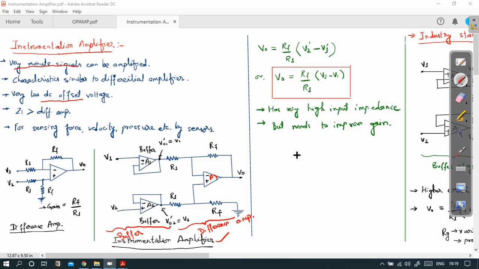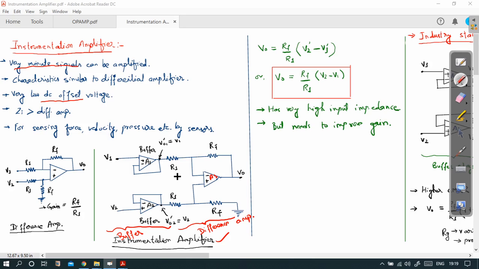So when you do the derivation, look at here, this is the output of this buffer A1, and we know that the output value of a buffer is equal to its input value. So basically, if this terminal voltage is VO1 dash, this will be equal to its input voltage V1. So basically V1 is appearing here, simple. Similarly, V2 is appearing at this terminal. So in a sense, we can say that we are actually applying V1 and V2 to the difference amplifier.